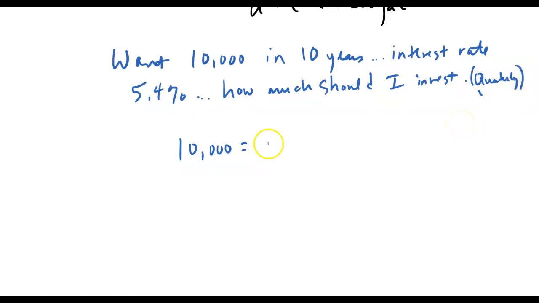So if they're paying me quarterly, I'm going to use the compounding interest formula. I don't know what my P is. That's what this question's about. How much should I invest? 1 plus my interest rate, 0.054, over N. So N is how many times per year. This says quarterly, I need a 4. And then 4 times 10. Why 10? Because I said I could afford to leave it in for 10 years.